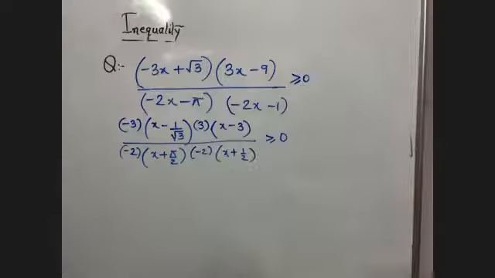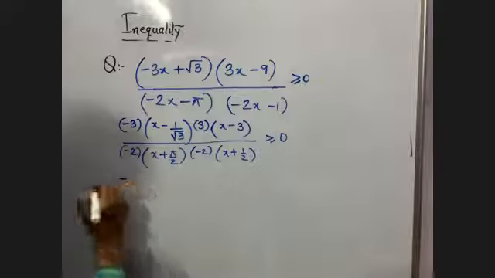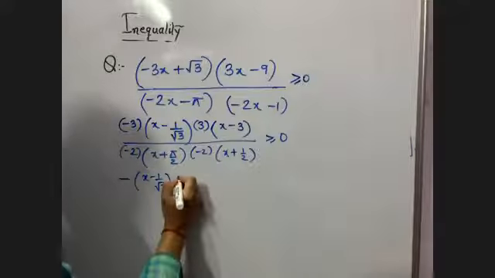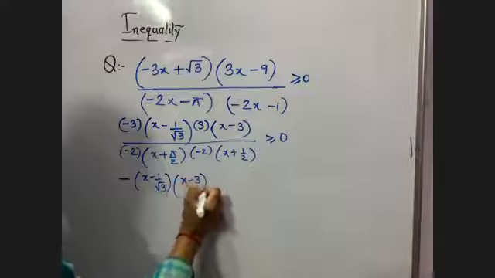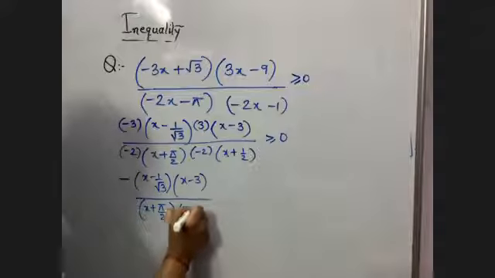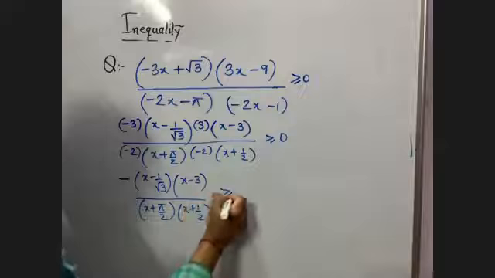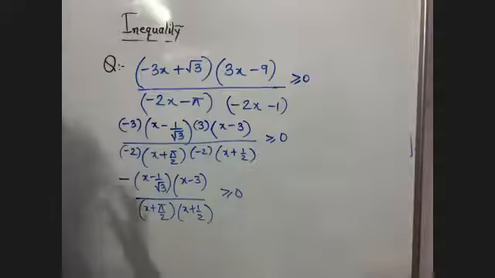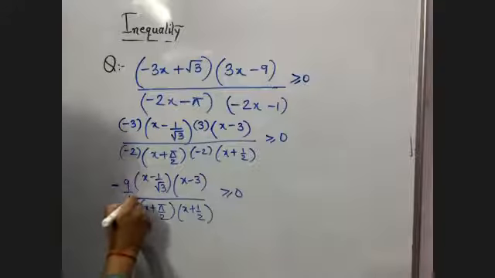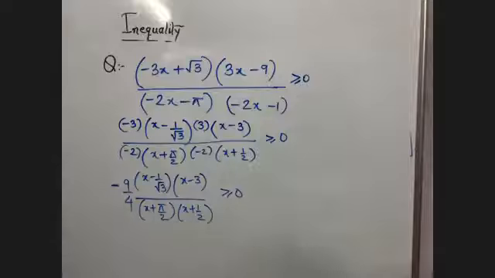There are 3 minus signs. So minus into minus into minus, minus into minus upon minus will give you an extra minus sign. Suppose I'm writing it again: minus of (x minus 1 by root 3) into (x minus 3) upon (x plus pi by 2) into (x plus 1 by 2) is greater than or equal to 0, and there is some constant 9 upon 4. All right, this step is very easy.